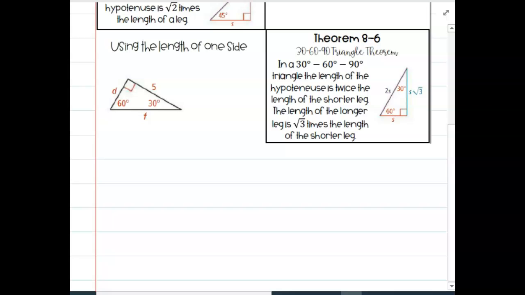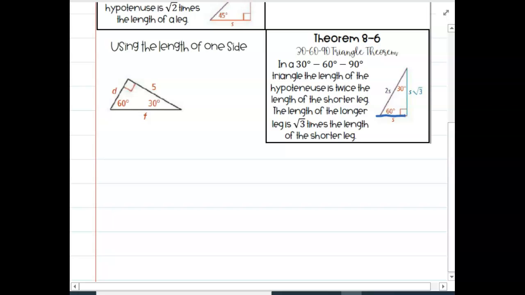How you're going to know, not just by looking at it and saying, oh, it looks like the shortest side, but actually knowing it's the shortest side, it's going to be the side across from the 30-degree angle. Because we also had a theorem that said the side across from the smallest angle is going to be your shortest side. So you're going to find your 30-degree angle, the side across from that, that's going to be your S. That's what you're going to start with.